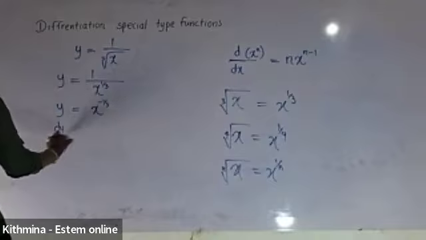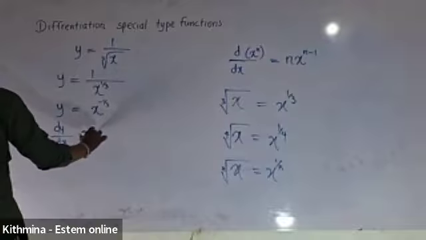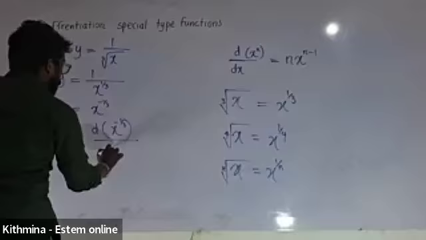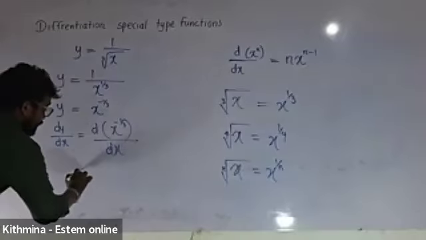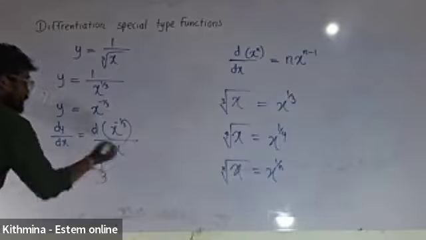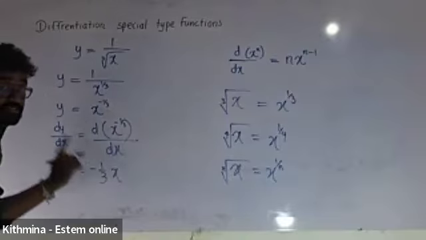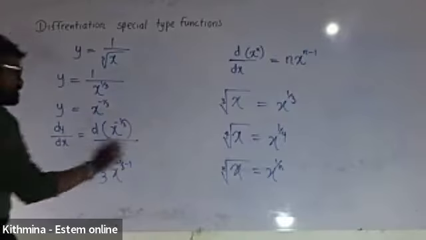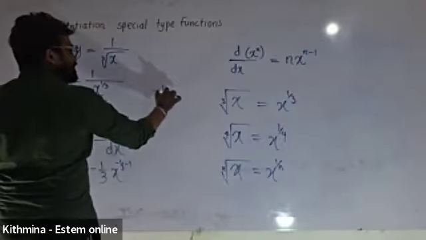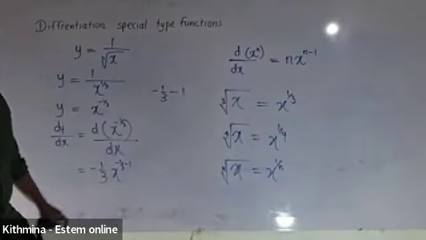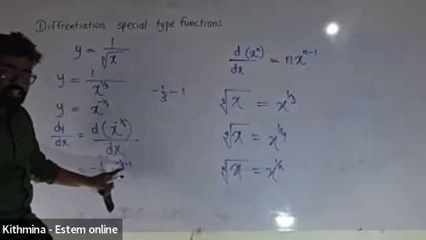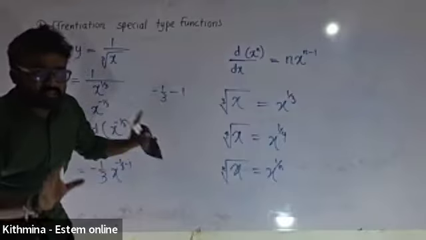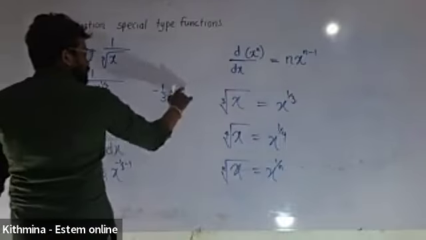Now differentiate. dy over dx equals d of x to the power minus 1 over 3 over dx, and get this minus 1 over 3 in front of x. And please be careful in this place, minus 1 over 3 minus 1. I recommend you find this in a separate place, please.